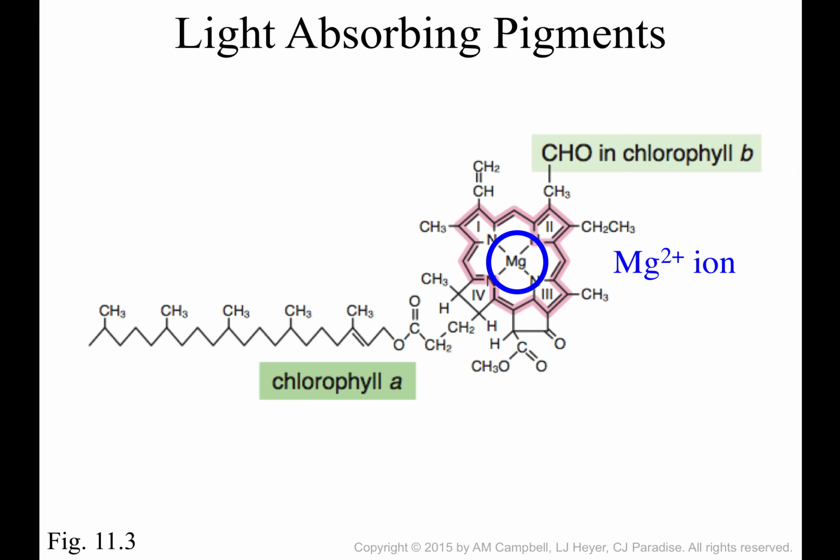This has a heme, which contains a magnesium ion. It's a very similar structure to the heme in your hemoglobin, the protein that carries oxygen in your blood. But in hemoglobin, the metal that is inside that ring is iron, and in chlorophyll, it's magnesium.